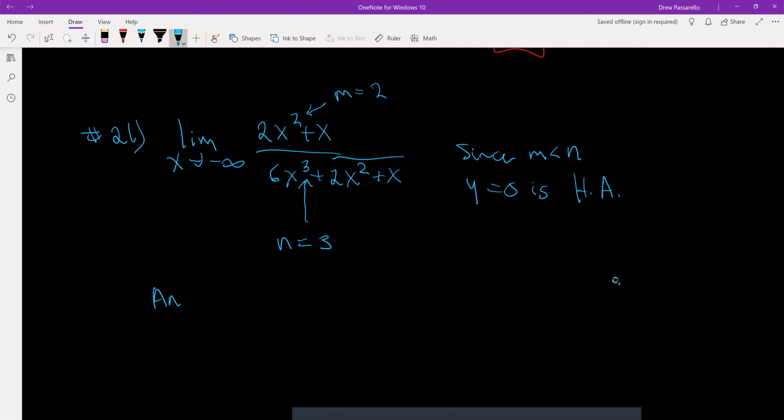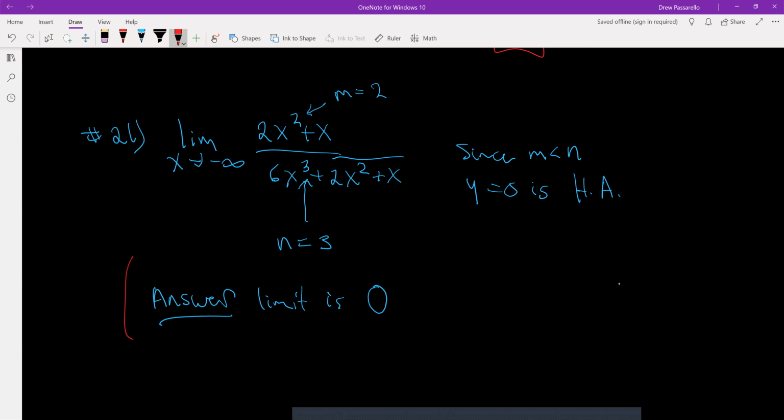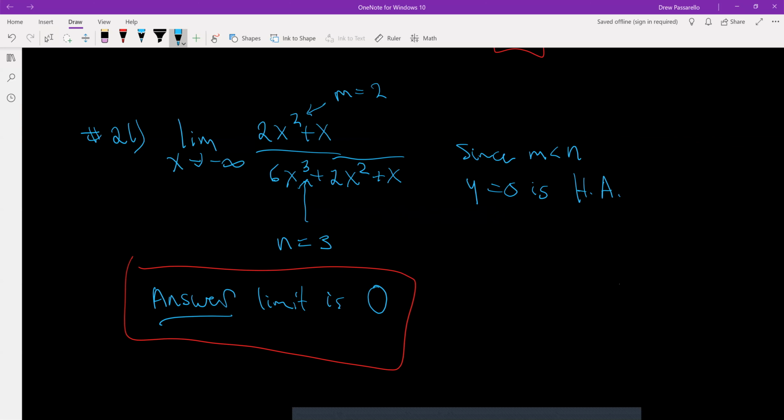So the answer, the limit is 0, since that's what the horizontal asymptote is. So even though it says x approaches negative infinity, it doesn't matter. It's still going to give you 0 because of the fact that the denominator has a higher degree than the numerator. All right, the next one's number 23.